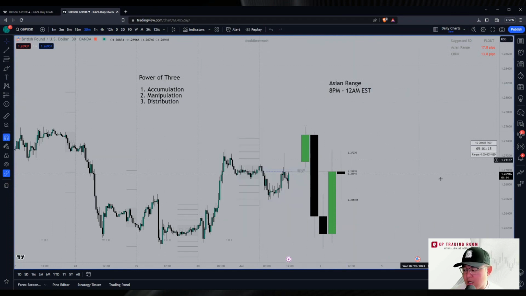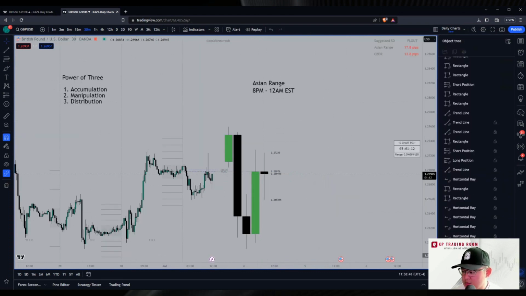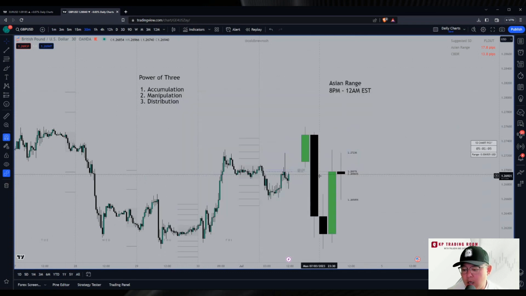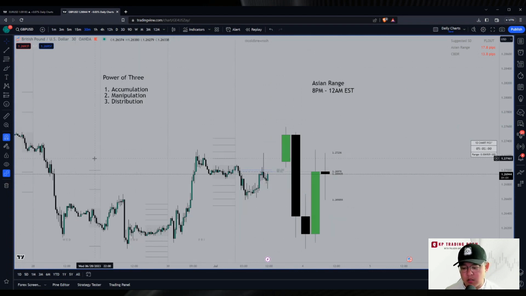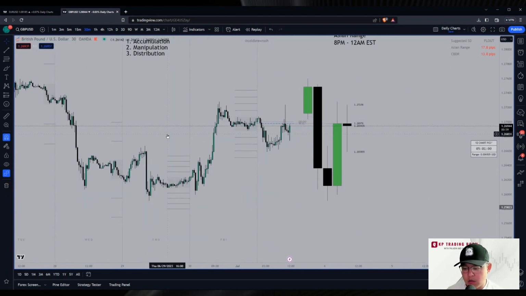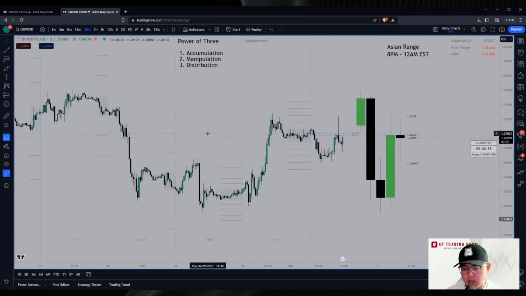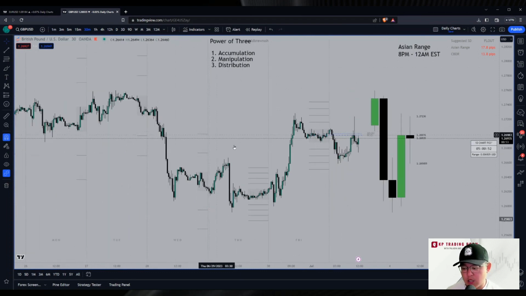Now, I use this indicator. It's called ICT Everything by Cold Brew Roche. This one right here, ICT Everything by Cold Brew Roche. And it will automatically plot out your Asian range. So we have either Asian range or central bank dealers range, which I'm not going to get into. Really, you just need the Asian range.